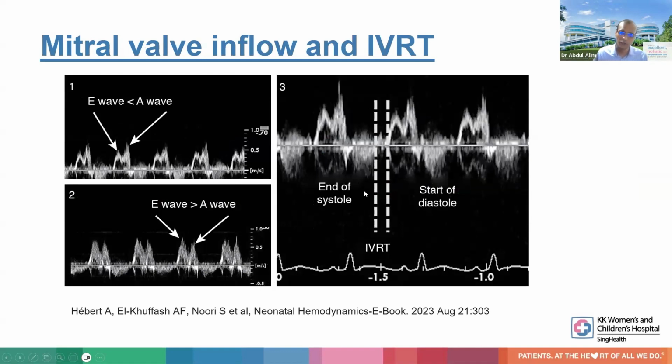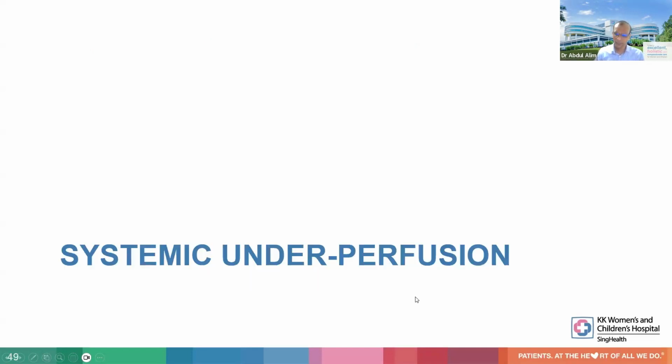I'm not going to explain that in detail, but this measurement we can use in normal inflow Doppler, or we can also measure it with tissue Doppler. Tissue Doppler, I find more useful for the IVRT measurements. Okay. The last measurement: I talked about ductal size, ductal shunt, the left heart volume overload, and the systemic and pulmonary overcirculation. The last measurement is systemic underperfusion.